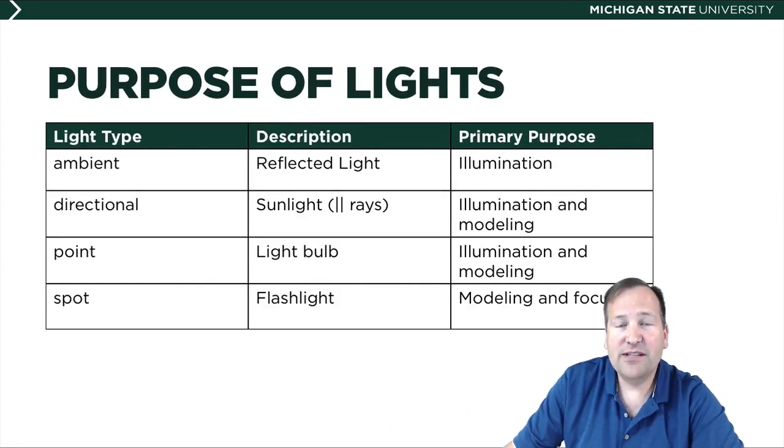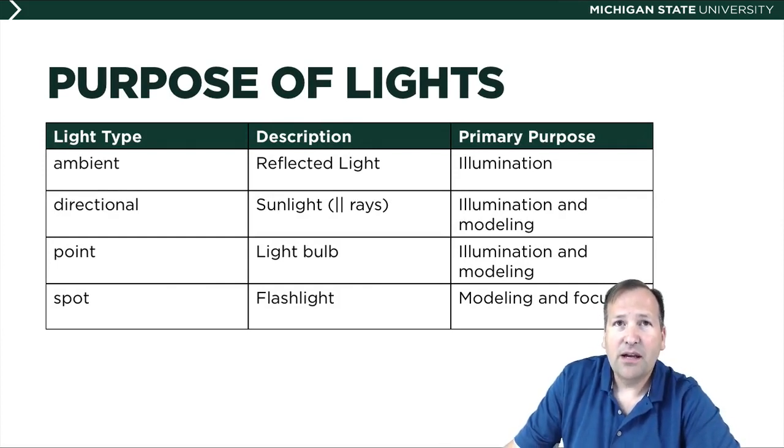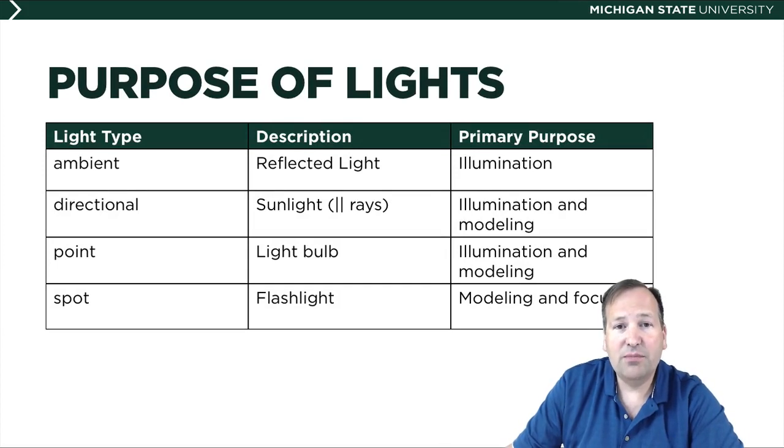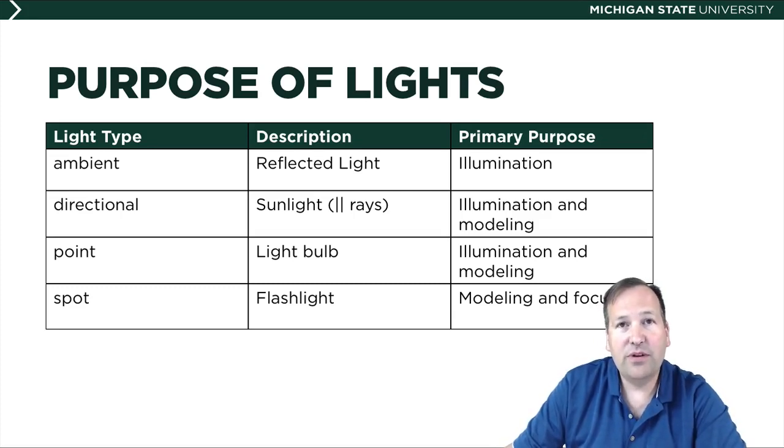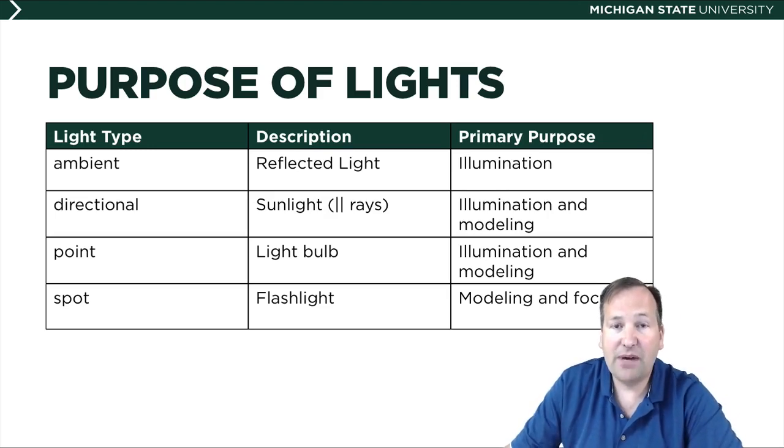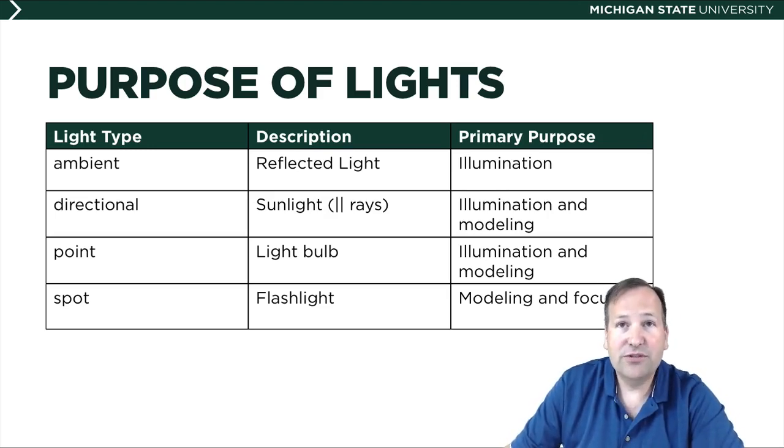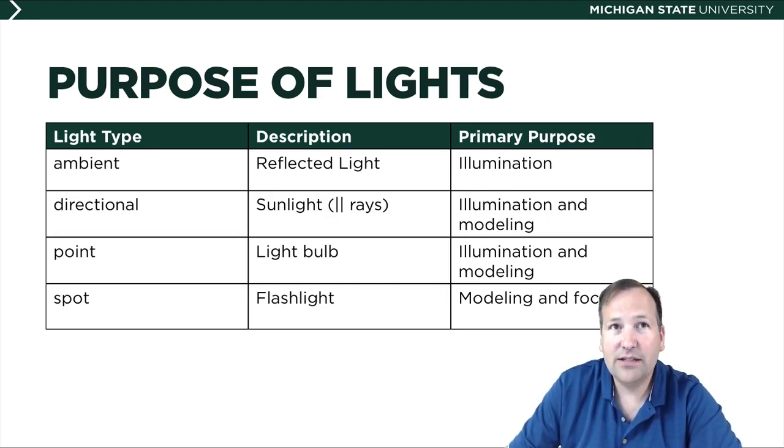This table summarizes the types of basic lights we have in Unity and their primary purpose. You can see ambient light. The primary purpose is for illumination. There's directional light, which is much like sunlight. It's rays of light from a very far distance away. Of course, this could be used for illumination and modeling. We can use it to establish, for example, the time of day, depending on the direction of that directional light.